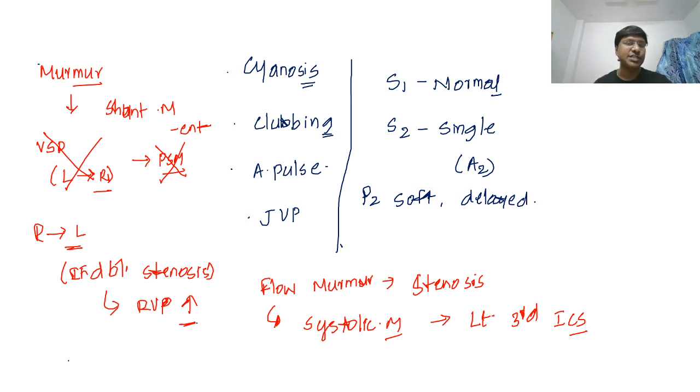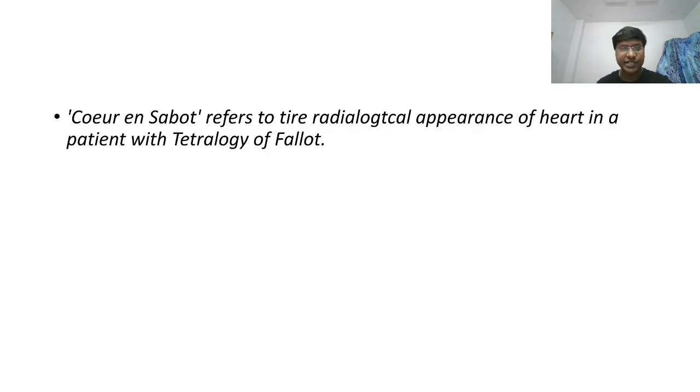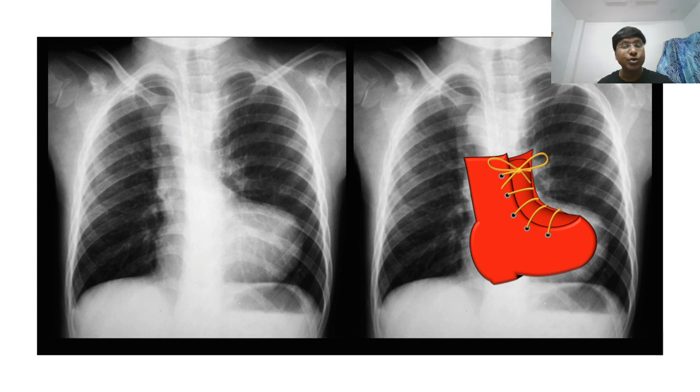So what is the first investigation you order? If you are in a rural area, an X-ray will be available wherever you are practicing. If you take an X-ray, it will show what is called a boot-shaped heart. The presence of this boot-shaped heart will make you think of tetralogy of Fallot. Once you have that, you will get a 2D echo done. Two-dimensional echocardiography will confirm the diagnosis.